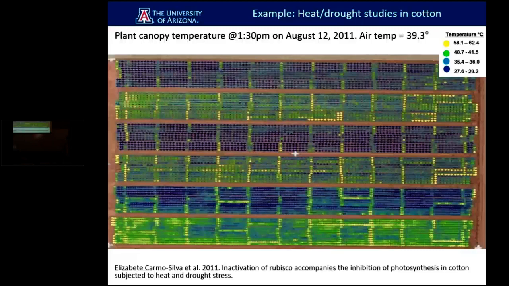Okay, so with this context, the platform goes, collects the data, it's processed, georeferenced, and then statistics by plot level are determined.